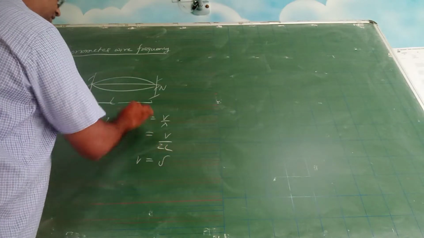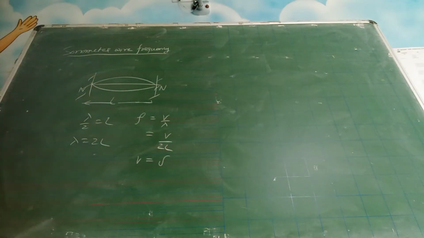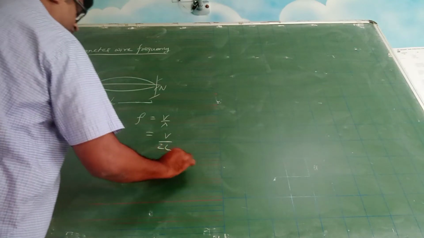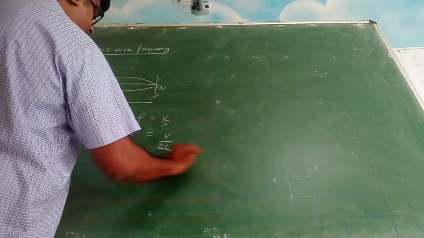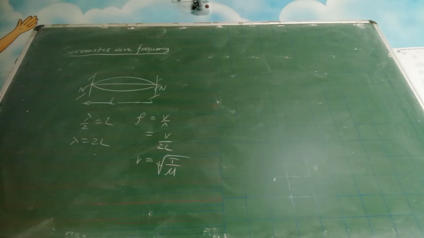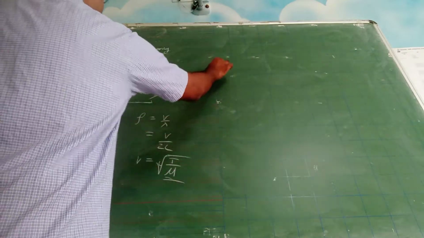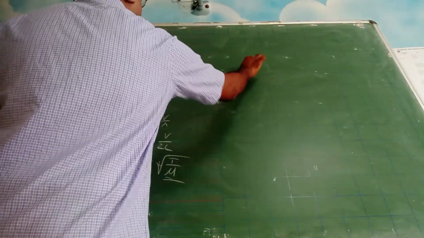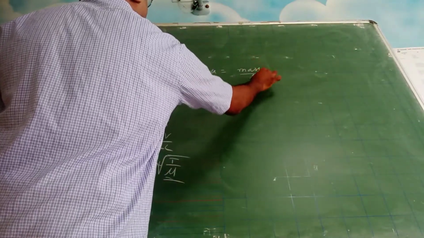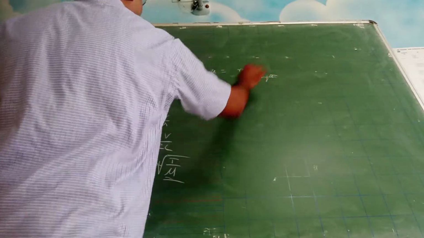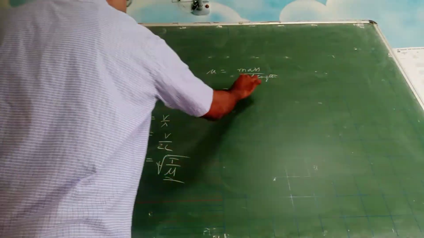But what is V? For what kind of wave is this? Transverse wave. So V is root over T upon mu, the formula to find out the velocity of the string. Now what is this mu? Mu is mass by length, right? Total mass by total length. M upon L, let us say.